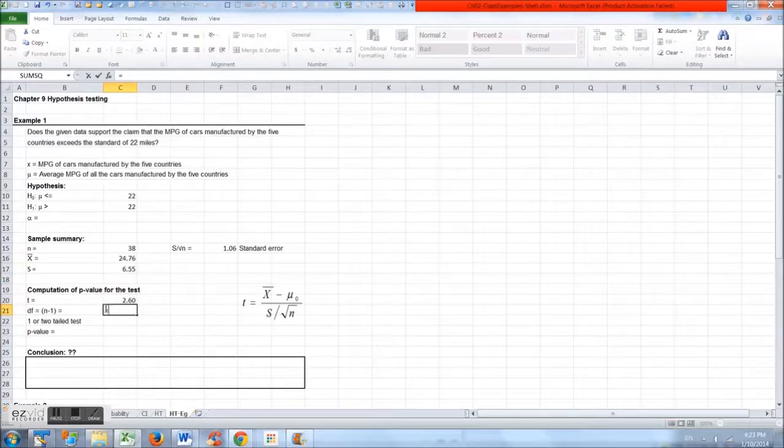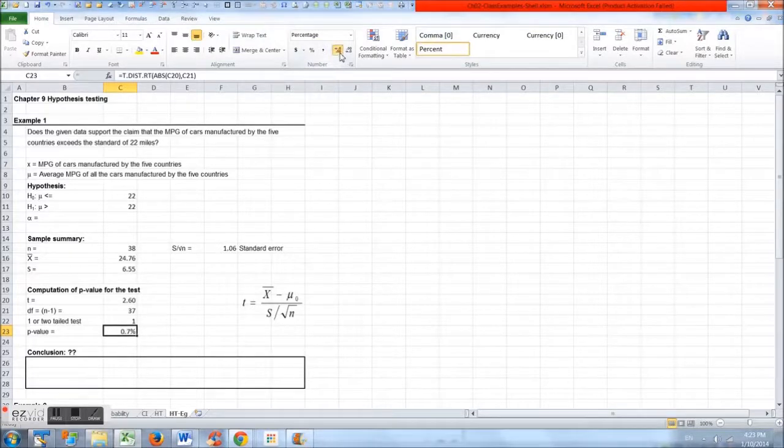Degrees of freedom is n minus 1. Is this a one-tailed test or a two-tailed? It is a one-tailed test, so we need to use T.DIST.RT. That is the function for one-tailed test, and we must always do absolute value of t in this function. Then degrees of freedom. That will give us the p value. Format it as a percentage if you like, couple decimal places.